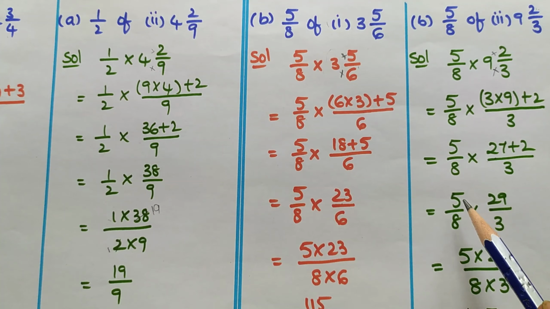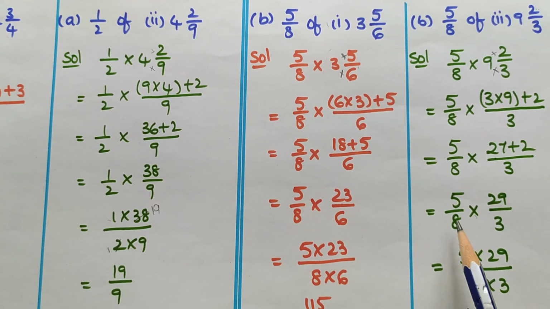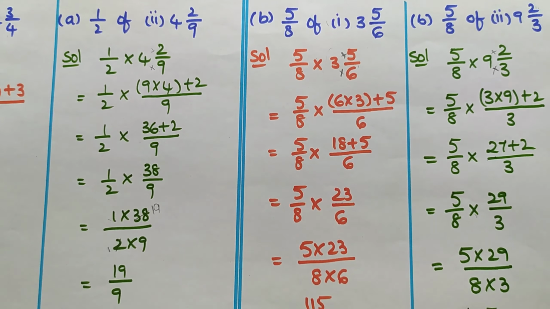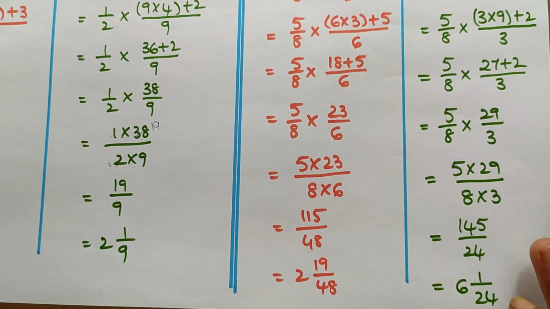First let us multiply the numerators, 5 and 29. We get 5 into 29 by 8 and 3. The denominators, it is 8 into 3. So 5 into 29 by 8 into 3. 5 into 29 is 145. 145 by 8 into 3, 8 3s are 24. So it is 145 by 24.